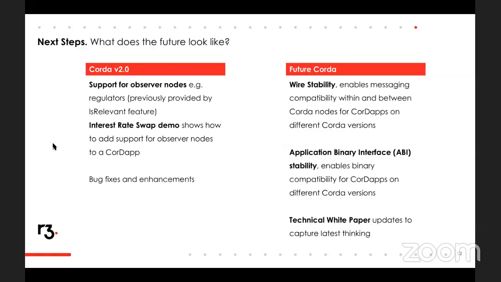And post version 2, we continue to commit ourselves to the usability and the robustness of Corda, which means we're picking out 2 more challenging goals that we're going to achieve in future versions. So, wire stability. Where we've achieved API stability for Corda version 1, we're now expanding to achieve wire stability for the messaging compatibility between Corda and future versions of Corda. And similarly, application binary interface, or ABI stability, so that Corda has binary compatibility between future versions.